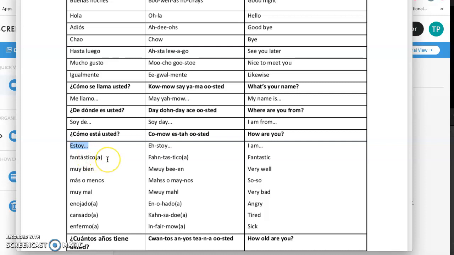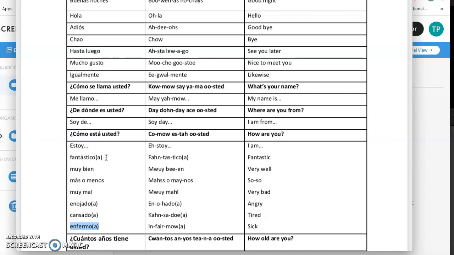Now, I want to give you a side note on this. If you notice, there are four of them that have an A in parentheses at the end. So they are fantástico, enojado, cansado, and enfermo. That is there for a reason. You may or may not be familiar with this, but Spanish has something called masculine and feminine. And you will also see this in French.